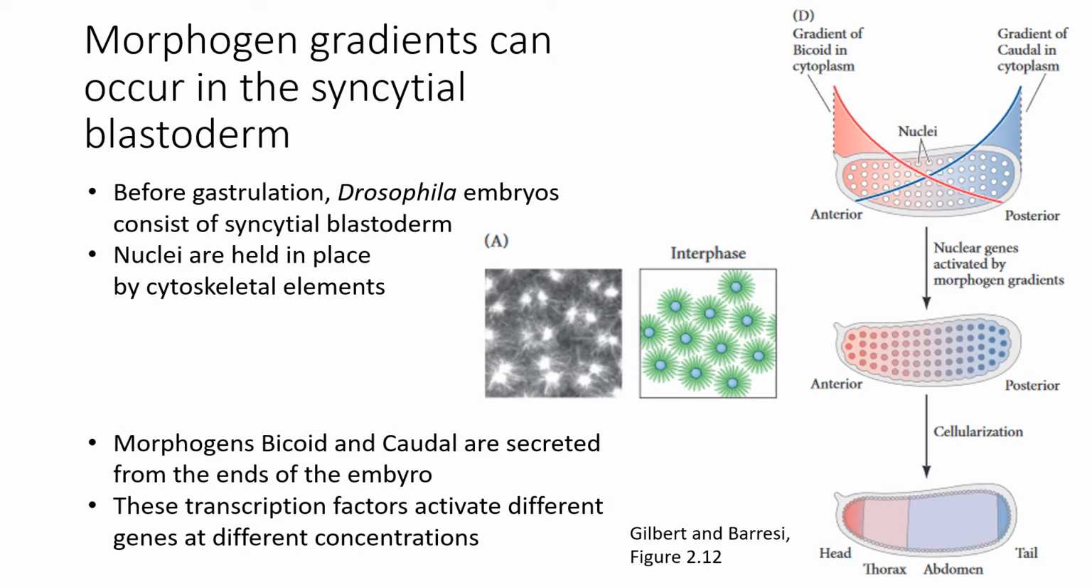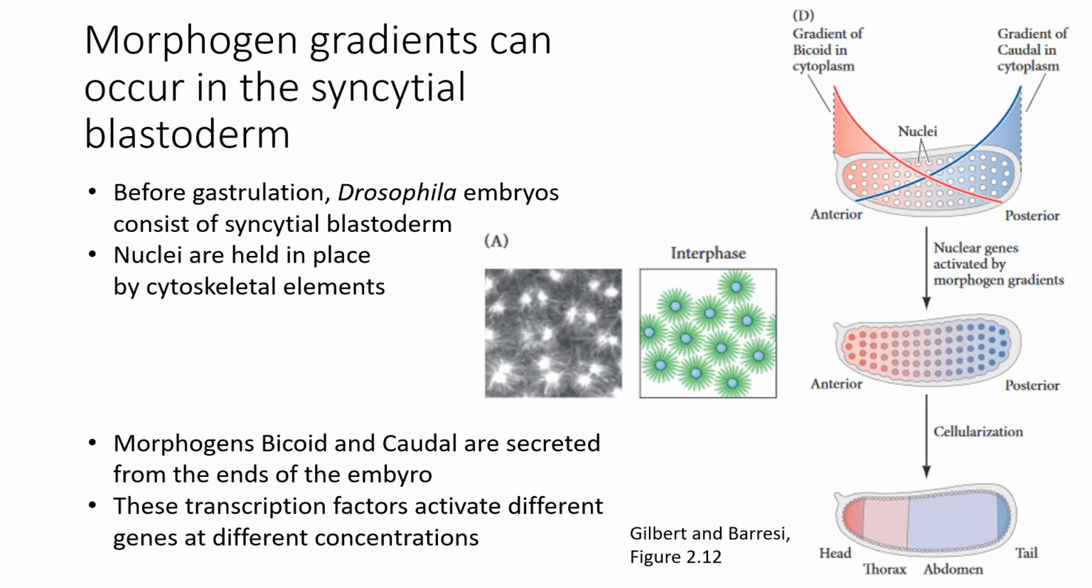Okay, so morphogen gradients can occur in the syncytial blastoderm. So before gastrulation, which we learned about in the previous presentation, Drosophila embryos, like all insects, consist of syncytial blastoderm, like one big cell with many nuclei. The nuclei are all held in place by cytoskeletal elements branching out from each nucleus, and figure A shows this in an actual embryo and with a diagram. So they have these fibers of cytoskeleton that all interact with each other and hold the nuclei in one place relative to another.